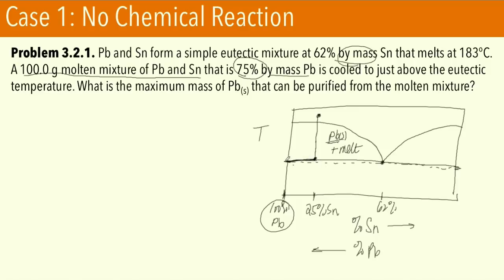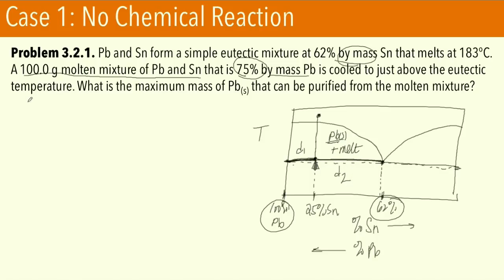So our corresponding tie lines are going to be here. So our tie line here and our tie line all the way to the eutectic composition. We already know what the composition of the melt is going to be, and that is the eutectic composition, so that is 62% tin. So here we have our lever. This is our pivot point. This is going to be D1. This is going to be D2.